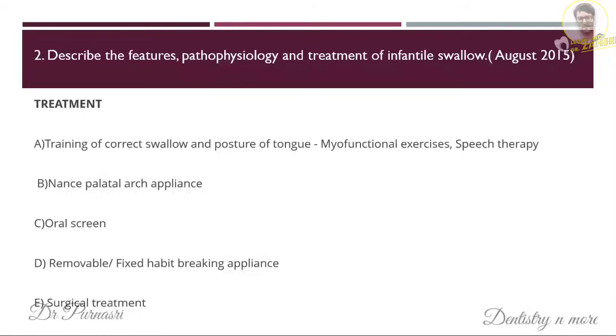Another method to treat this is giving a Nance palatal arch appliance and teaching the patient the correct pattern of swallowing. Or we could even use an oral screen or a removable or a fixed habit breaking appliance such as a tongue crib. And then in an adult patient, surgical treatment can also be done.